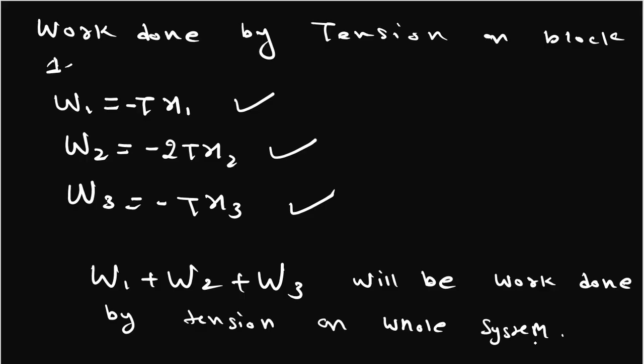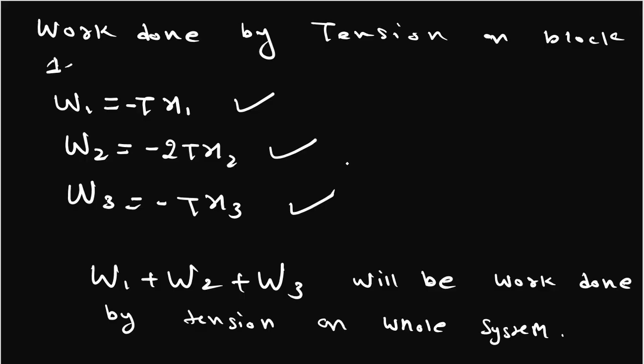And for the whole system, tension is an internal force, whereas for an individual block tension was an external force, so the work done by tension on an individual block was not 0. But for the whole system, tension is an internal force because it is generated within the system. So the sum of work done by tension for all three blocks will be 0. That means W1 plus W2 plus W3 is going to be 0.